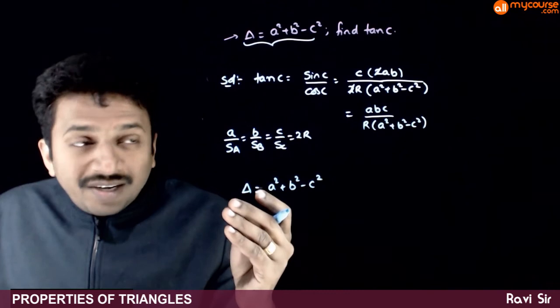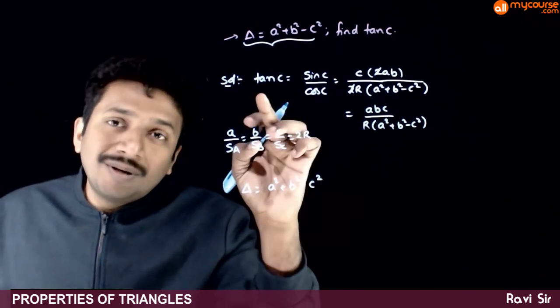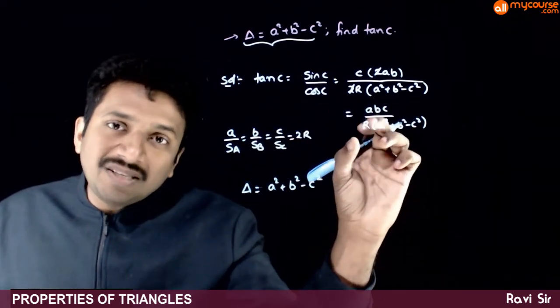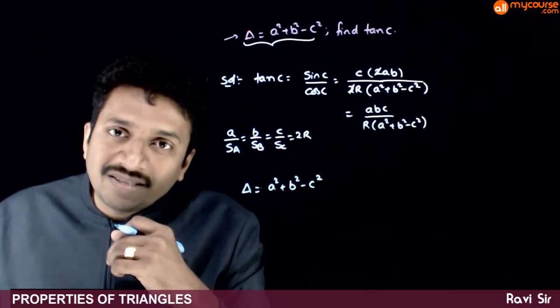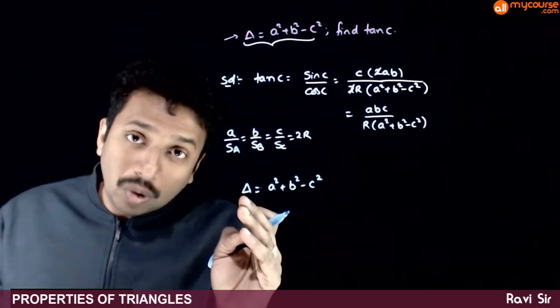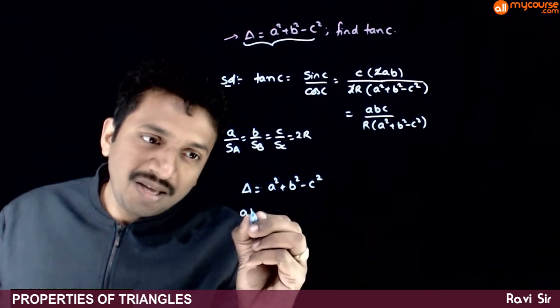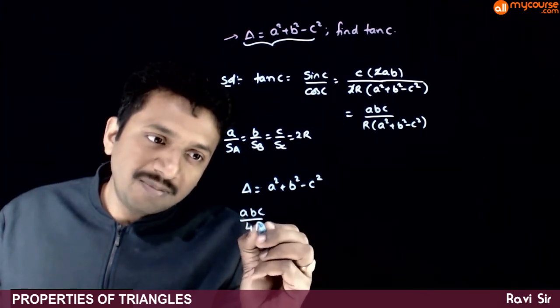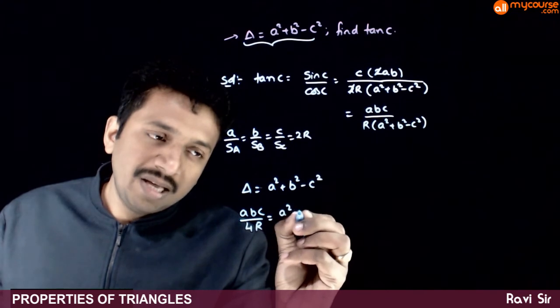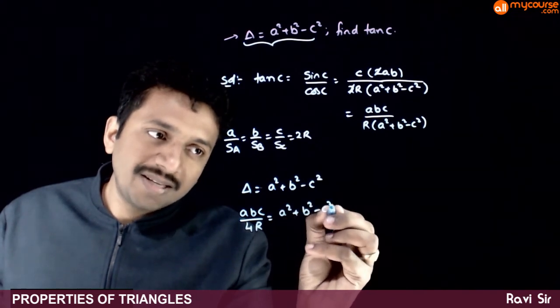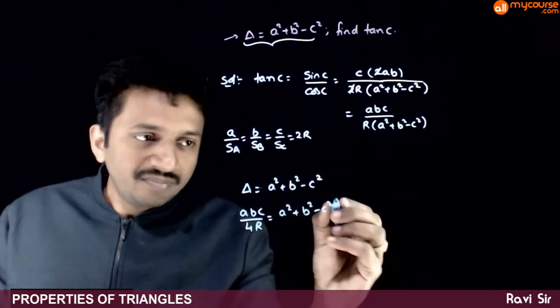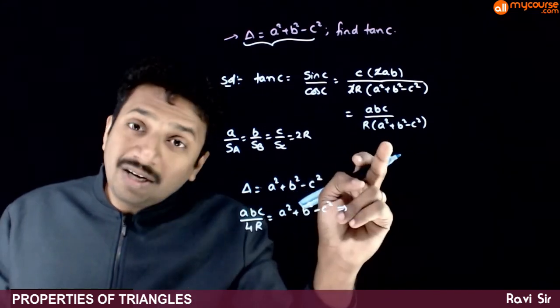And what is the formula for delta in terms of capital R? Because tan C is in terms of a, b, c and R, and a square plus b square minus c square. So we know that the formula for delta is abc by 4 times capital R, which is equal to a square plus b square minus c square. So this implies I need to find this.